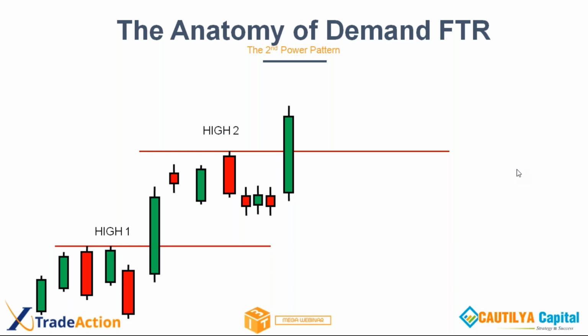Because in flag limit there were three rules. Rule number one, it has to form a base. Rule number two, it has to either be wick to wick. Rule number three, there has to be a gap. So none of the three things were formed. So according to the principles of flag limit, there is no flag limit. But when two highs are engulfed, okay, there is an FTR demand formed.